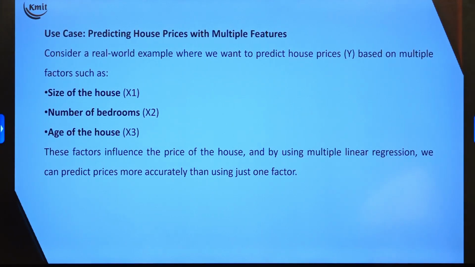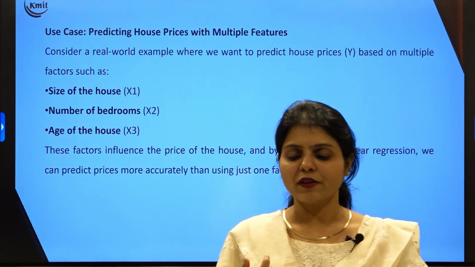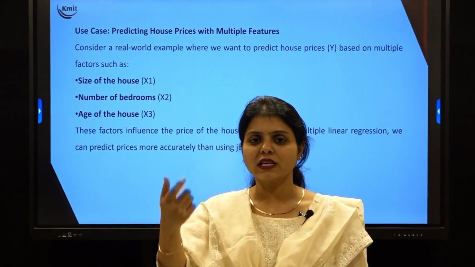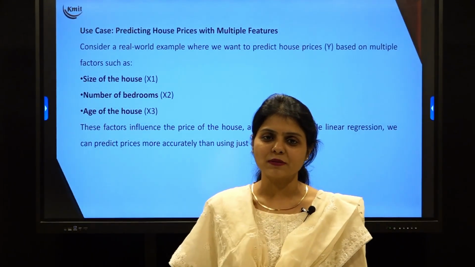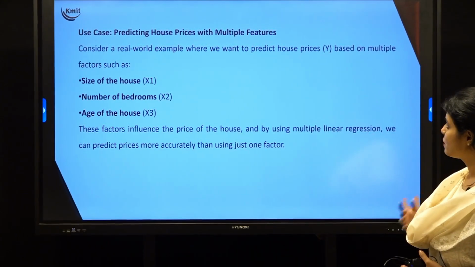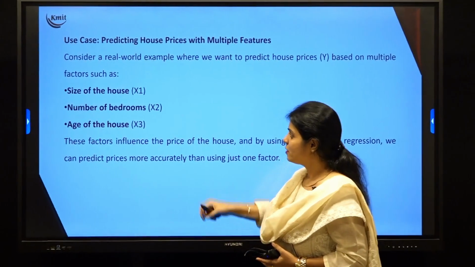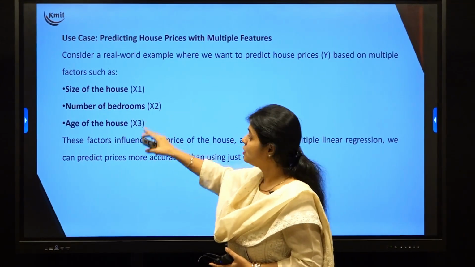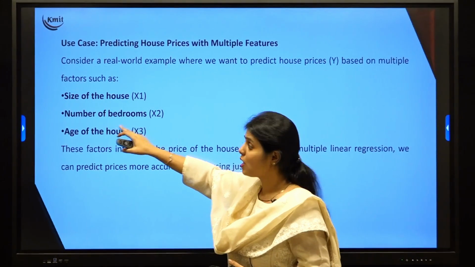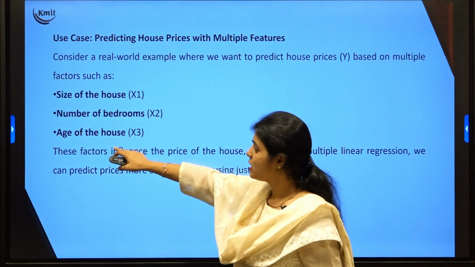Now the data set that we are taking here is predicting house prices with multiple features. In the previous case, when we were talking about simple linear regression, we saw how the performance of sales is affected by the amount of advertisement spent, right? Today for multiple linear regression we will try to predict the house prices based on multiple features. Here I am taking three features in the data set. One is x1, which is the size of the house, second is x2, which is the number of bedrooms, and third is x3, which is the age of the house.